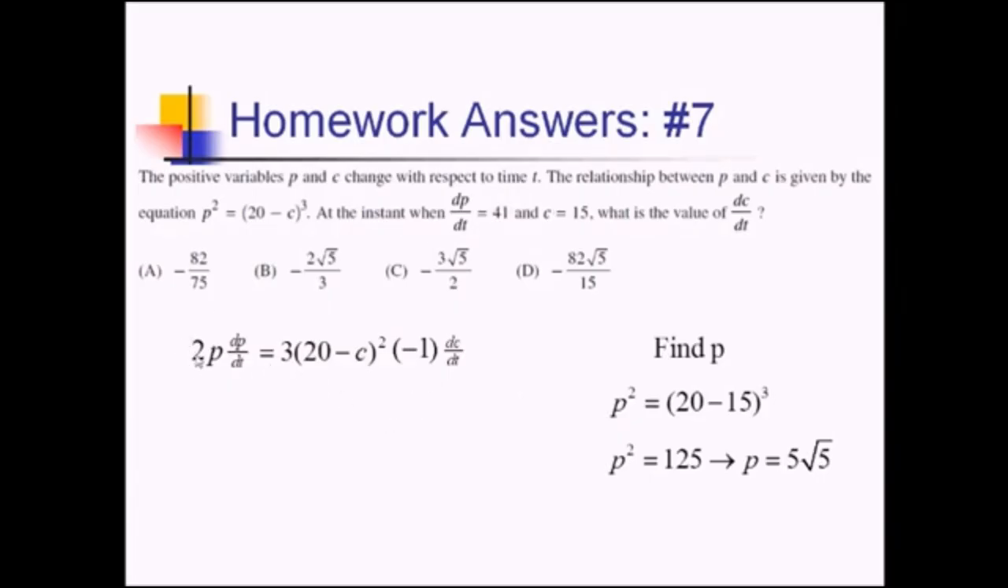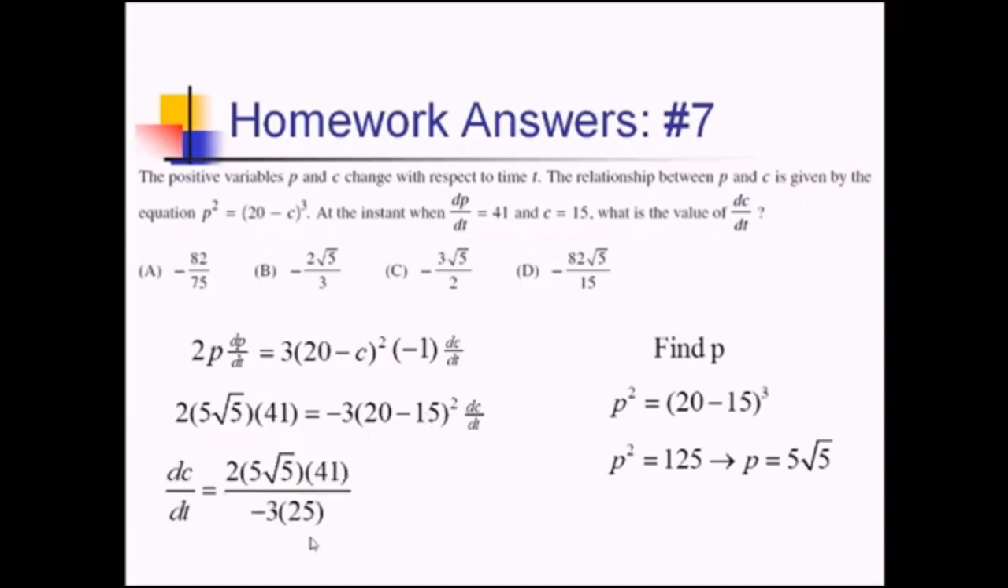So we have 2 times 5 root 5 times 41 equals 3 times 20 minus 15 times negative 1 dc over dt. And I put the negative out here with the 3 just so I don't have to keep carrying it around. So how can we simplify this mess and solve for dc over dt? Well, essentially we have to divide by all of this stuff that is not dc over dt. So I'm going to move all that stuff down here, and I'm going to simplify a little bit. This is really 5 squared, so 25 times negative 3. Put that down here.